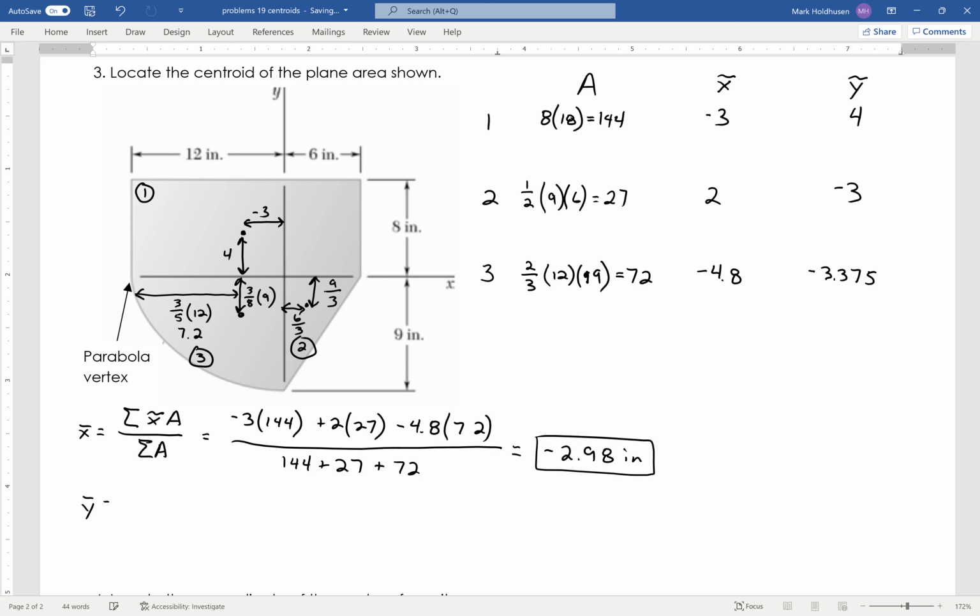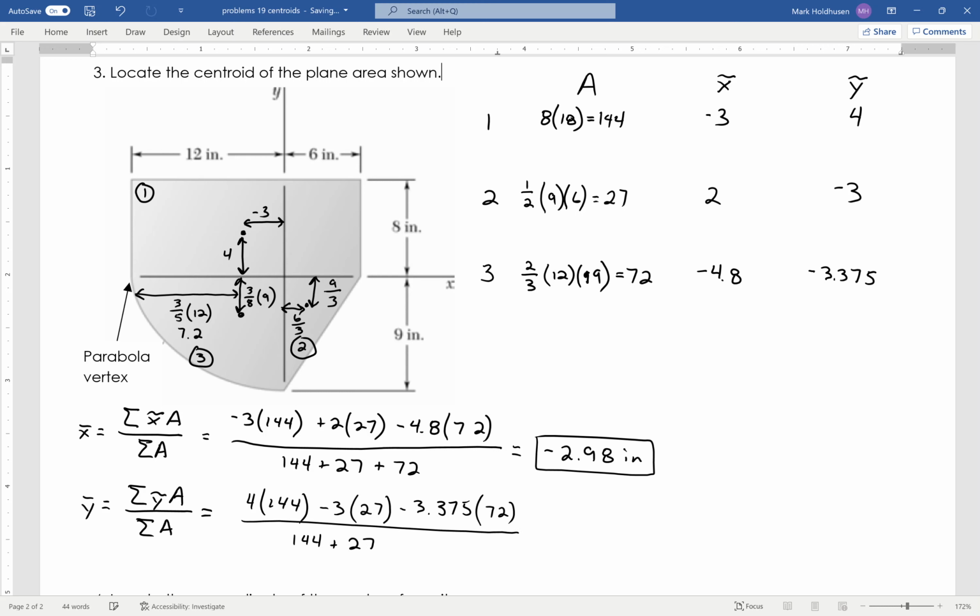Y bar is going to look mighty similar: y tilde times A all over A. I do the same thing, except this time it's going to be 4 times 144, minus 3 times 27, minus 3.375 times 72, excuse me. We divide that by the exact same area as above, 144 plus 27 plus 72, and from that I get 1.04 inches. Again, that's from the origin as it's labeled there.